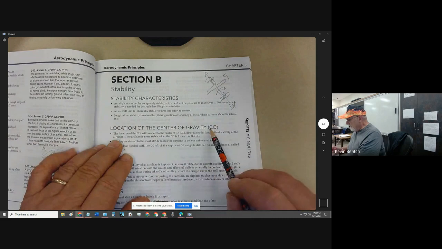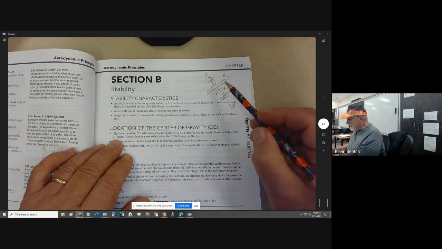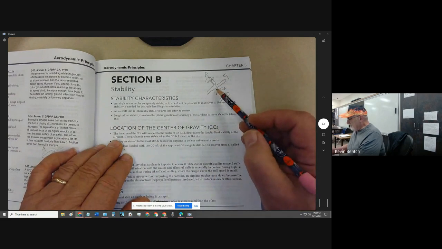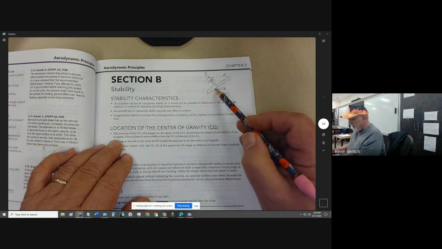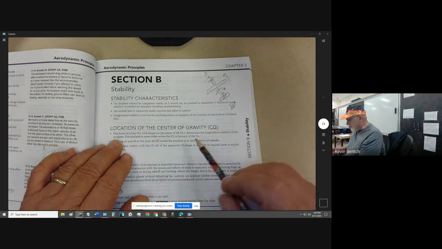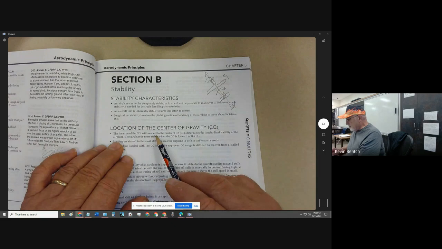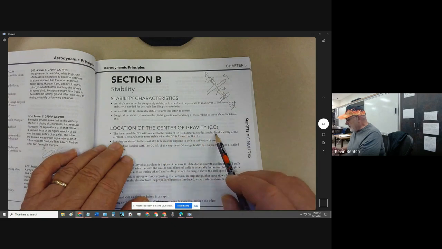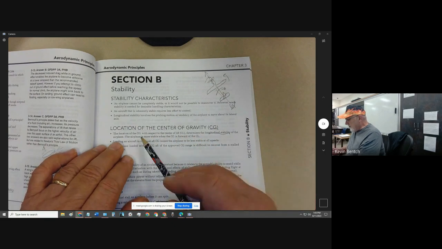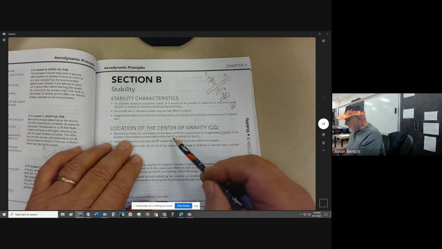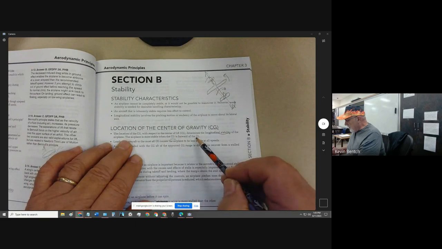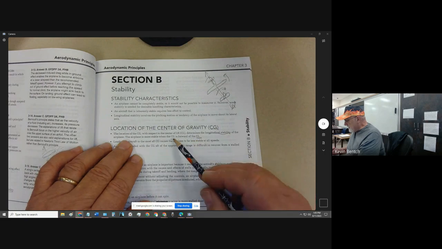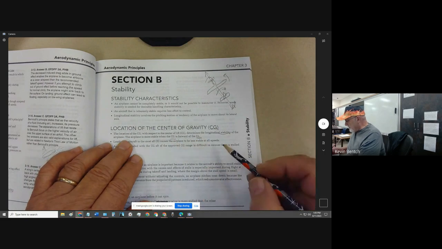Location of center of gravity. If you put something under the plane and balance it, where the plane balances is the center of gravity. The location of the CG with respect to the center of lift determines the longitudinal stability of the airplane. The airplane is more stable when CG is forward of CL. In other words, the CL, that's the lift. So CG is a little ahead. I had it backwards a while ago.